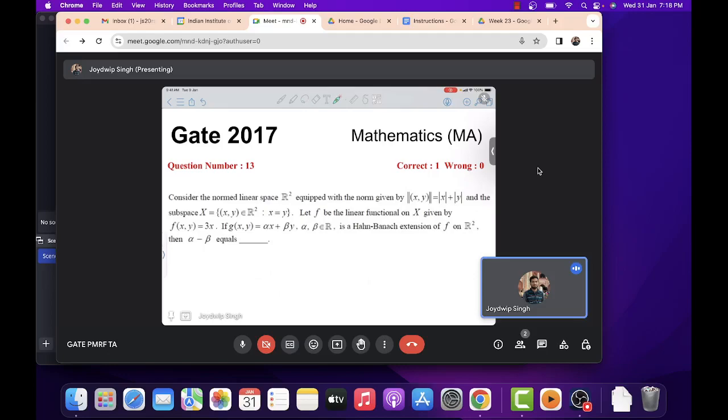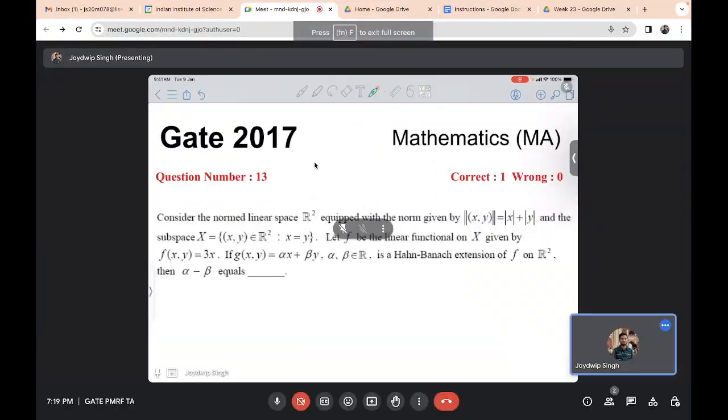So what is it saying? Consider the normed linear space R2 equipped with this norm. This is the L1 norm. And the subspace is given by x equals y. Let f be a linear functional on X given by f of (x, y) equals 3x. If g of (x, y) equals alpha x plus beta y, for alpha, beta in R, is a Hahn-Banach extension of f on R2, then alpha minus beta equals, we have to find.